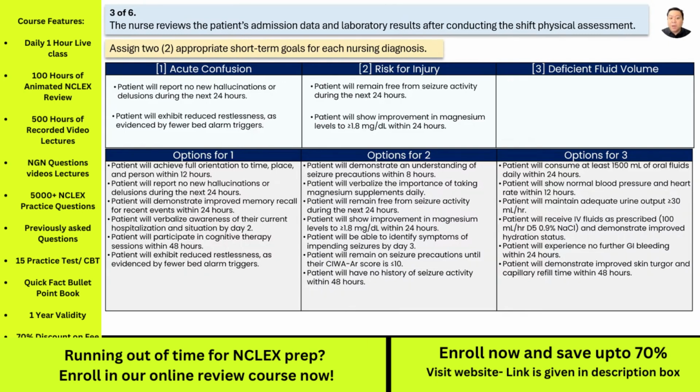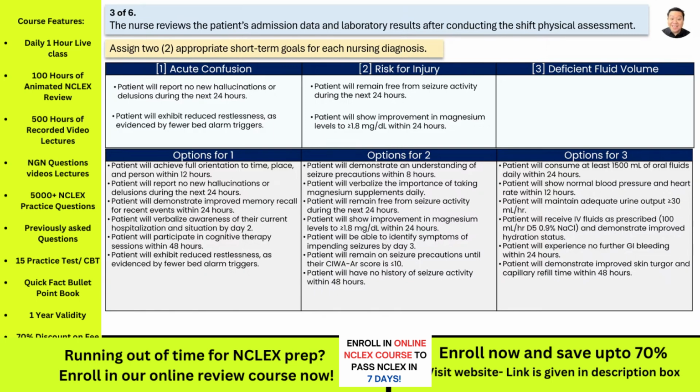And we definitely need to monitor and correct this hypomagnesemia. Now, the rest of the options are also incorrect. So if you selected patient will demonstrate an understanding of seizure precautions within 8 hours, this is unrealistic to expect a patient who is in the active withdrawal phase to fully understand and verbalize seizure precautions. So the focus should be on immediate safety and seizure prevention rather than education at this point.